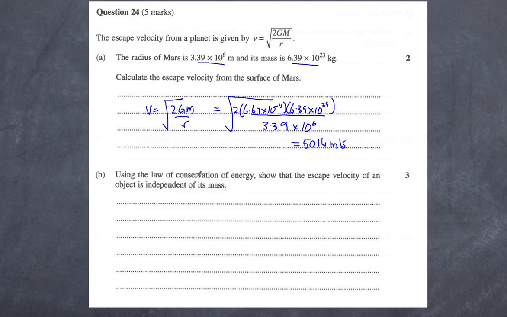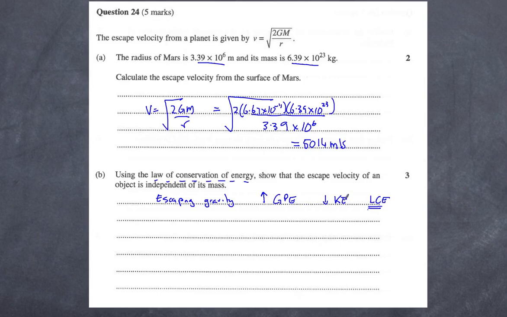It says use the law of conservation of energy to show that the escape velocity of an object is independent of mass. So you need to understand this. The key here is that if you are escaping gravity, you are increasing the gravitational potential energy. You are gaining gravitational potential energy. That, of course, means a loss of kinetic energy. In other words, the object will slow down. Of course, this is all about the law of conservation of energy. You need to be explicit about saying that.